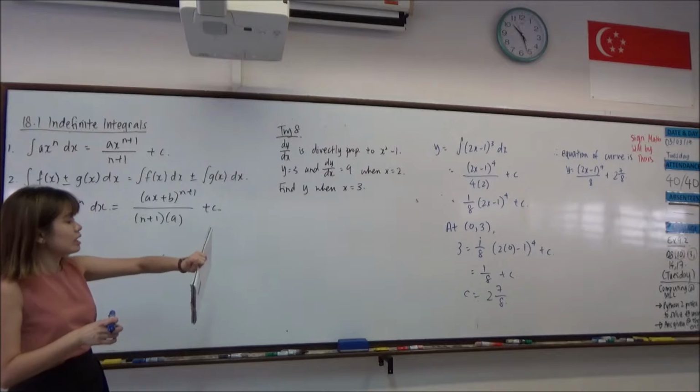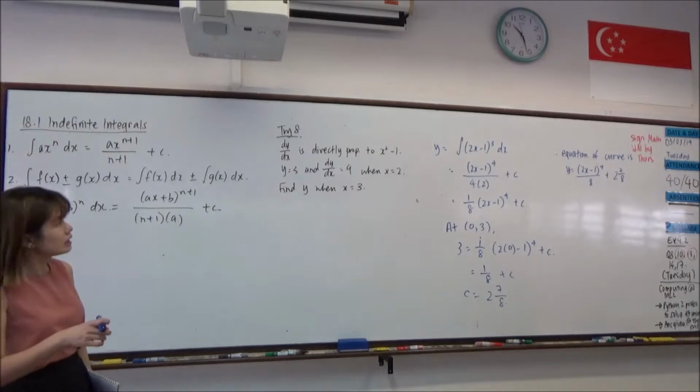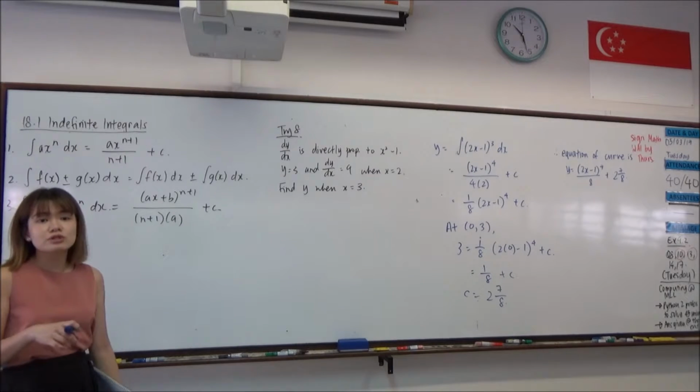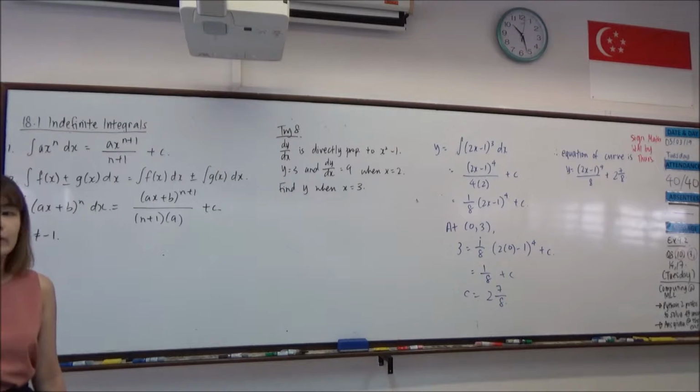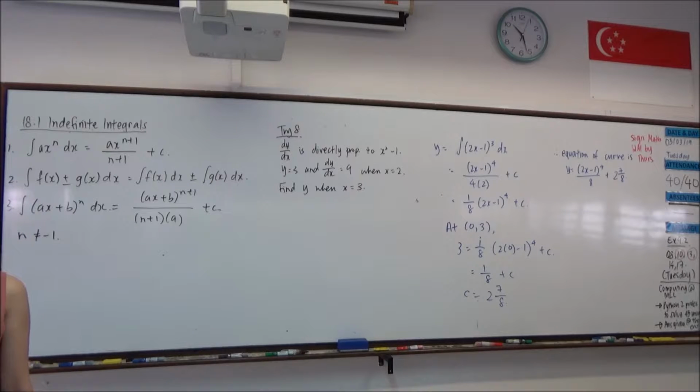dy over dx is directly proportional to x squared minus 1. And then after that, when x is equal to 2, we know that the y coordinate will be 3. And then also the gradient at that point will be equal to 9. So find y when x equals 3. So we need to find out the exact equation of y so that we can sub in x equals 3 and then find out the coordinates.